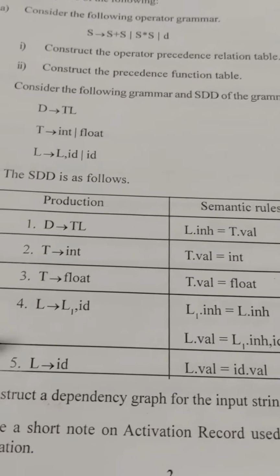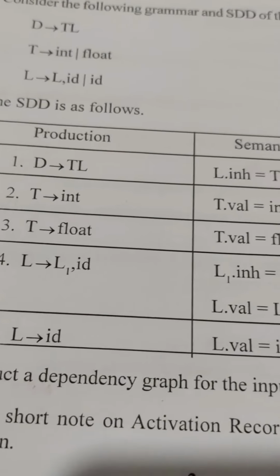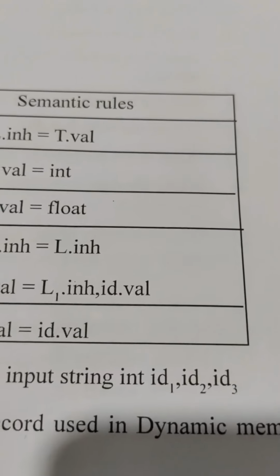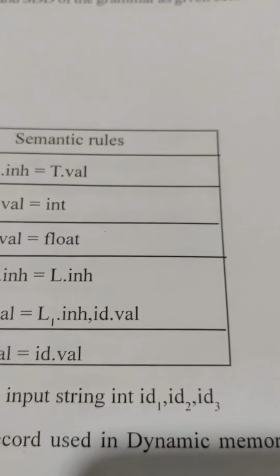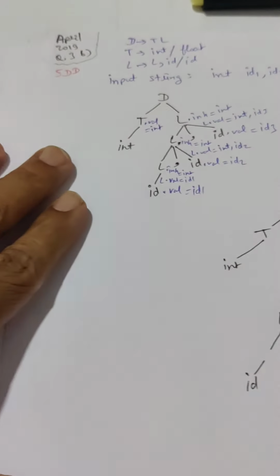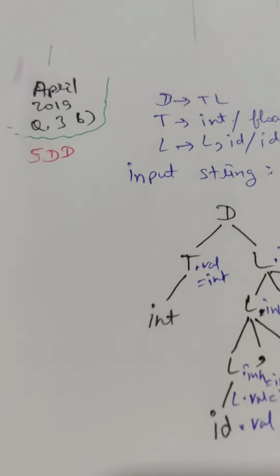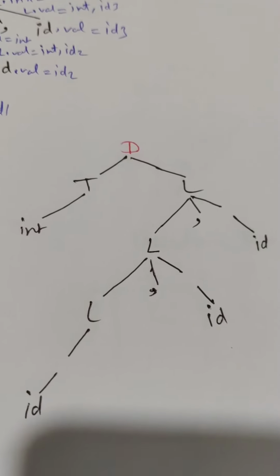The question is, we have to consider the dependency graph for the following input string: ID1 comma ID2 comma ID3. As you know, for a dependency graph the first step is to consider the parse tree. When we decorate the parse tree, that's called an annotated parse tree, and this annotated parse tree we convert into a dependency graph. So we have a grammar for which we'll now design the parse tree.